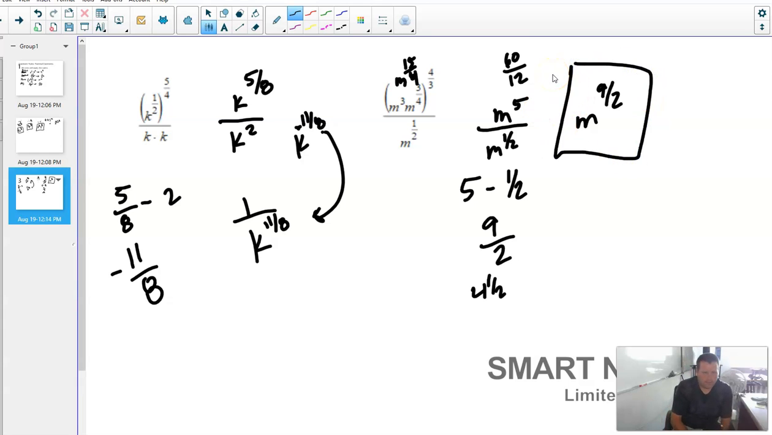So again, you're sticking with your rules like we learned a few concepts ago. It's just dealing with fractions instead, is all we're doing here.